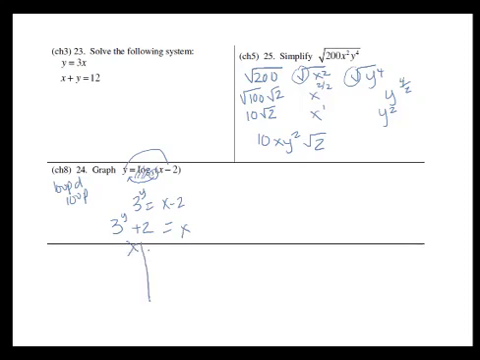So this time around, instead of putting numbers under the x column, we're going to put them under the y column. And then one by one, we're going to plug these into our calculator. And then we're going to go ahead and graph these.